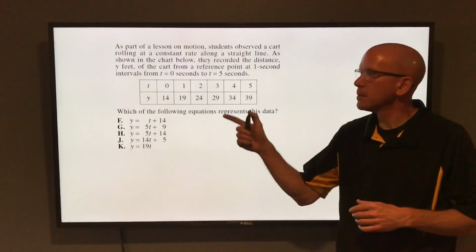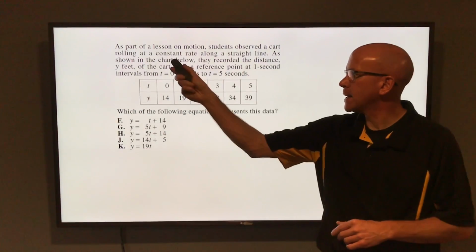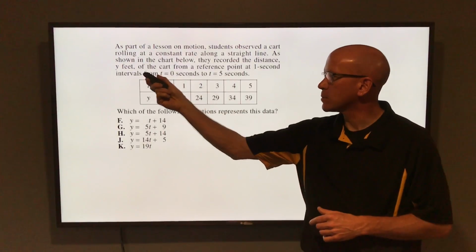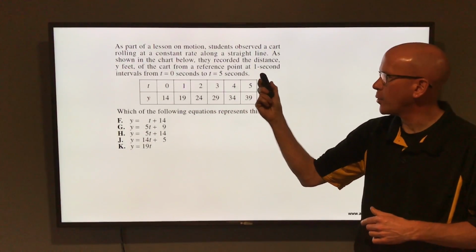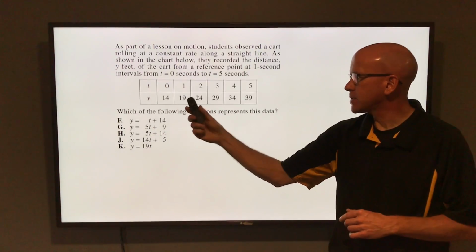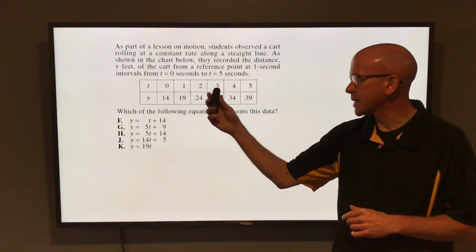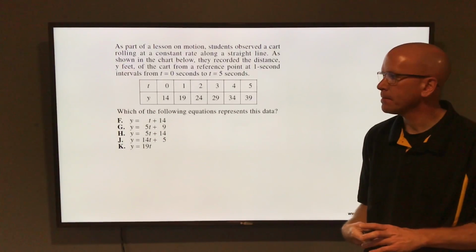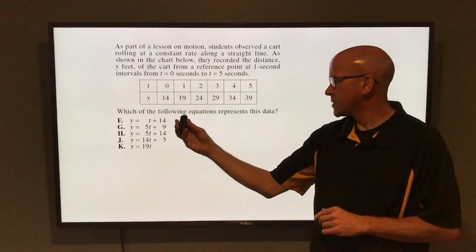As part of a lesson on motion, students observed a cart rolling at a constant rate along a straight line, as shown in the chart below. They recorded the distance y feet of the cart from a reference point at 1 second intervals, from t equals 0 seconds to t equals 5 seconds. So these are the 1 second intervals, and y, that's the feet that the cart traveled. Which of the following equations represents this data?